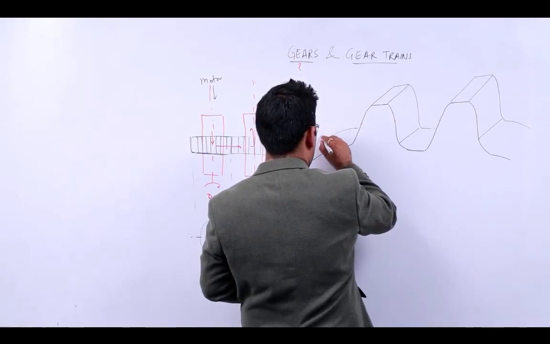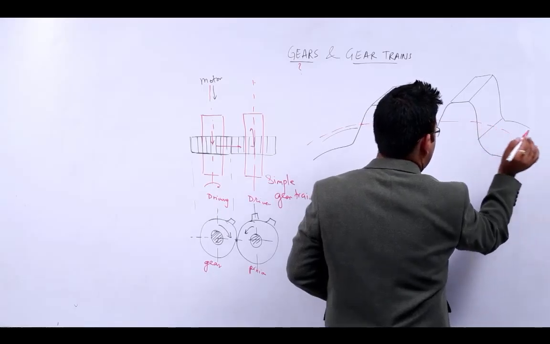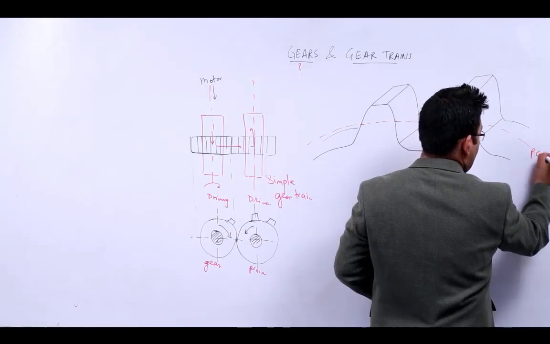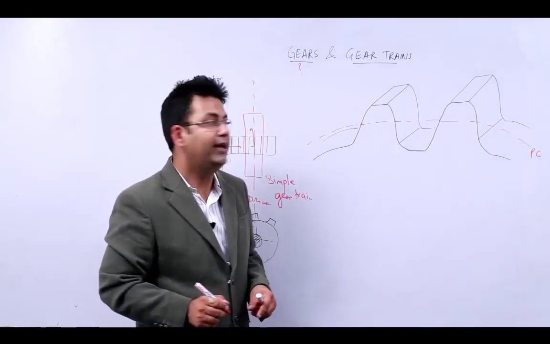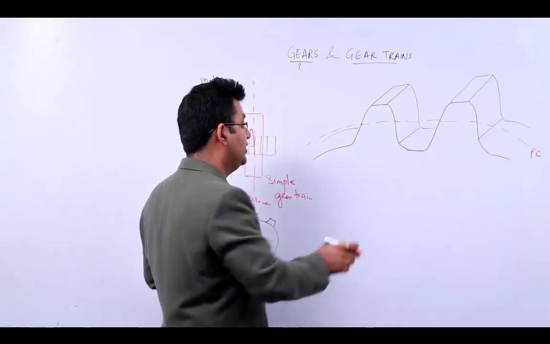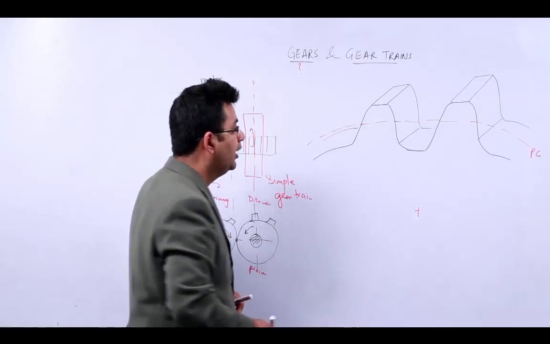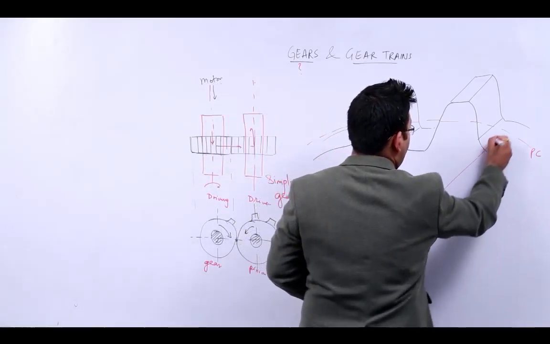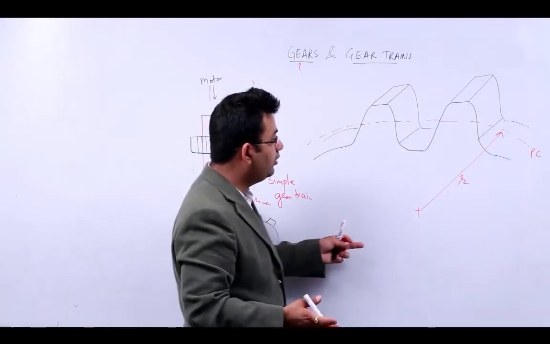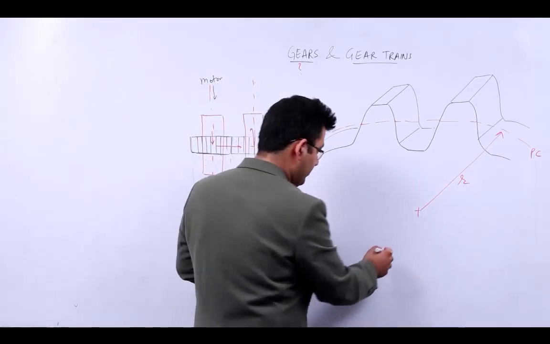So if I draw a locus of these points, I will get a circle. Now this is an imaginary circle. This circle is called the pitch circle. Right? Now, let us say this is the center of the gear. The radius of this pitch circle is known as the pitch radius, and the diameter of this pitch circle will be known as the pitch circle diameter or PCD.